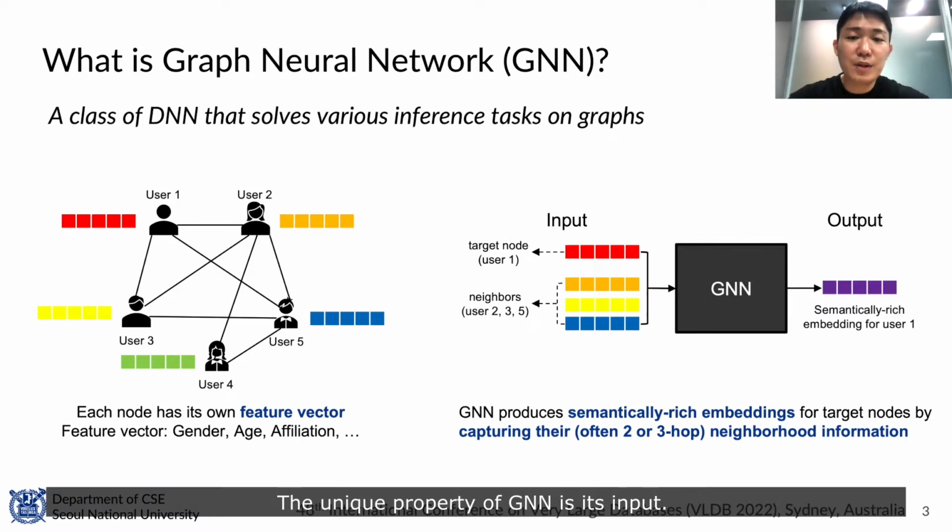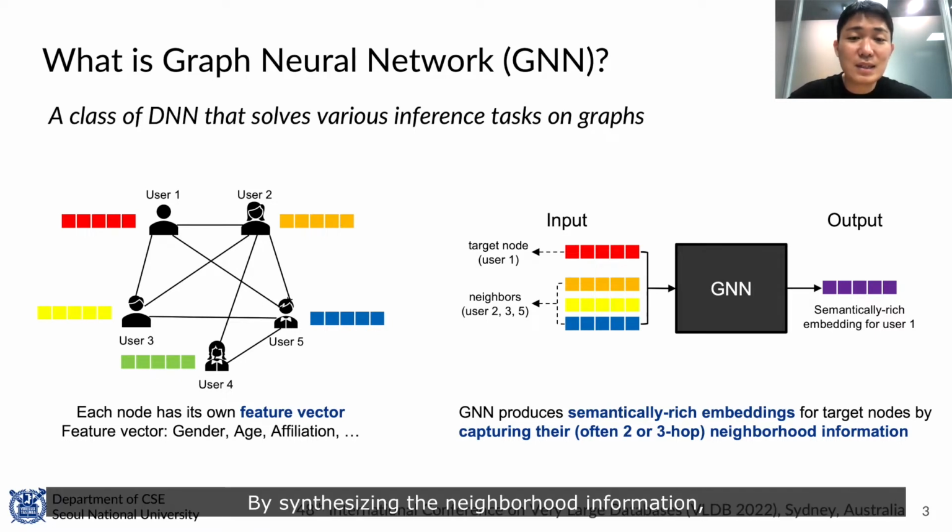The unique property of GNN is its input. When it processes a certain node, which we call target node, it takes the feature vectors of not only the target node, but also the neighbors of target node as input. For example, when user 1 is the target node, the feature vectors of user 2, 3, and 5 are fed as input along with the feature vector of user 1.